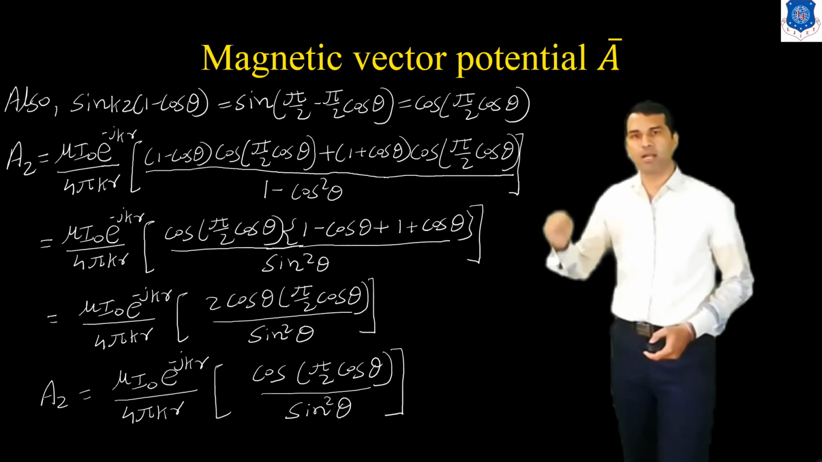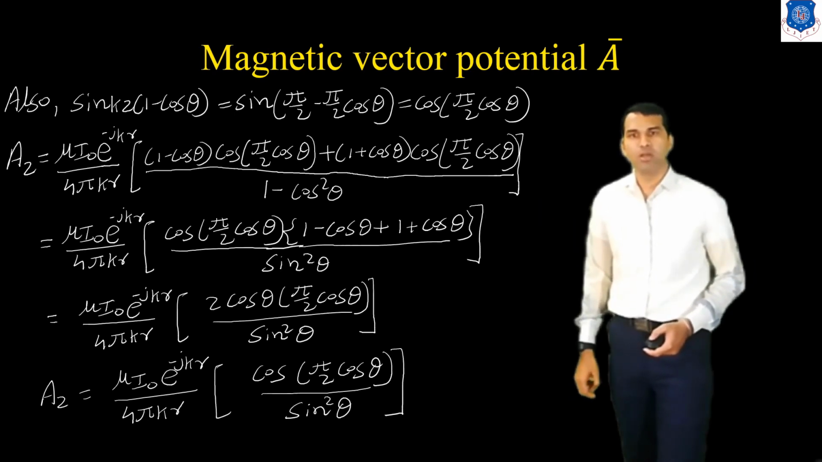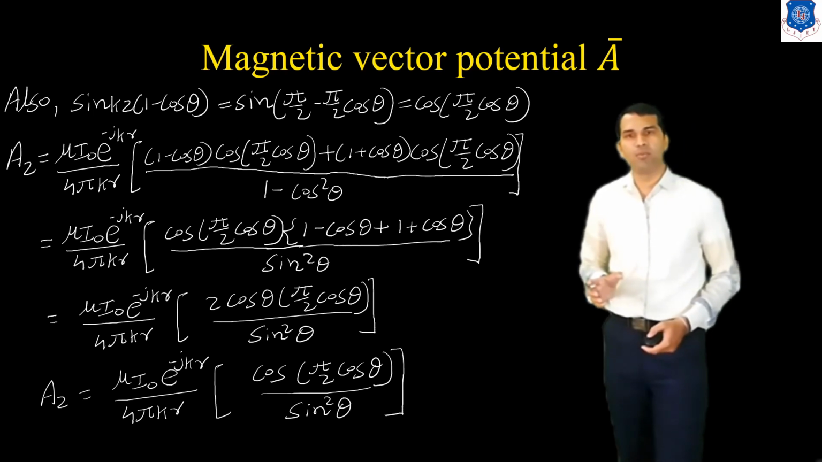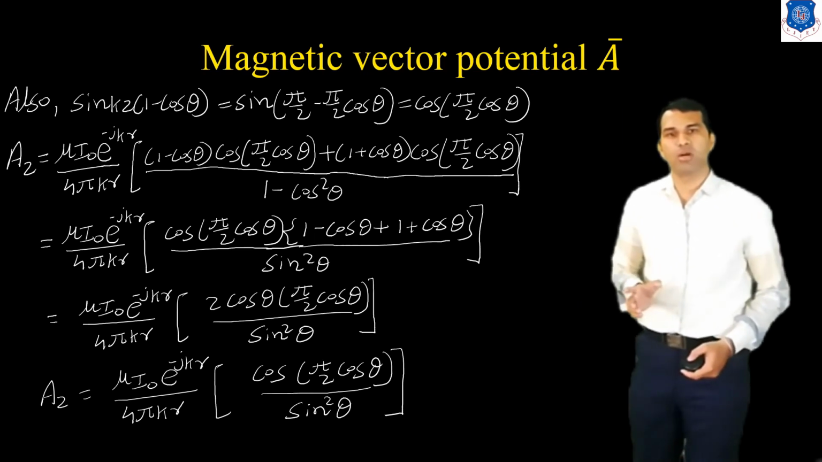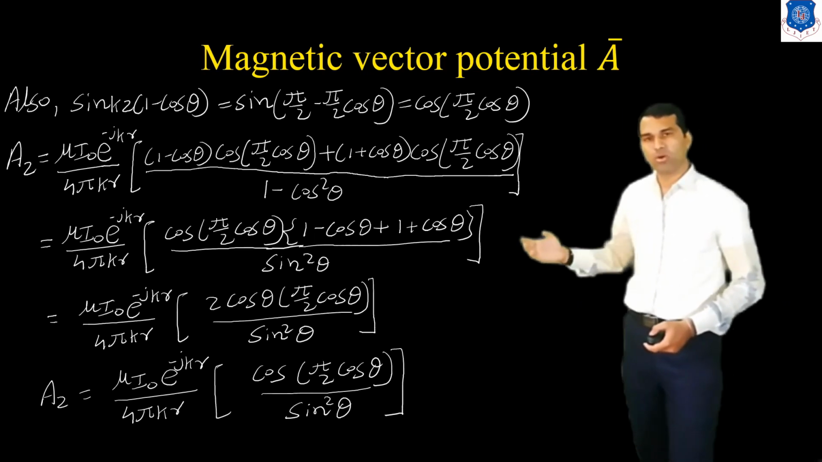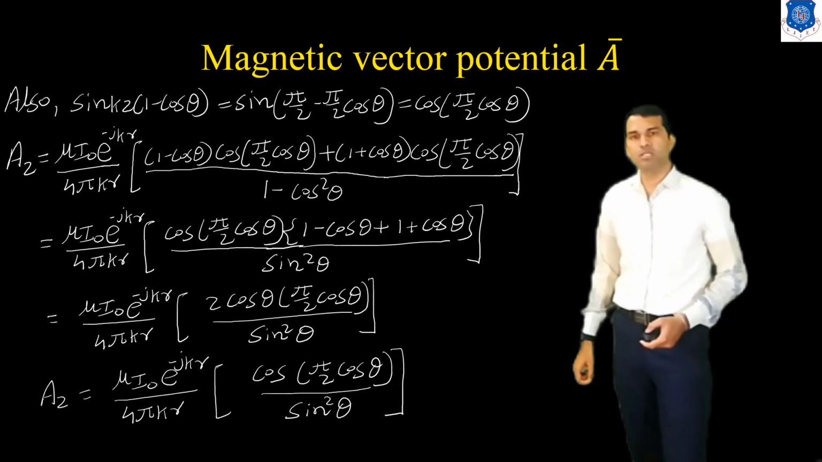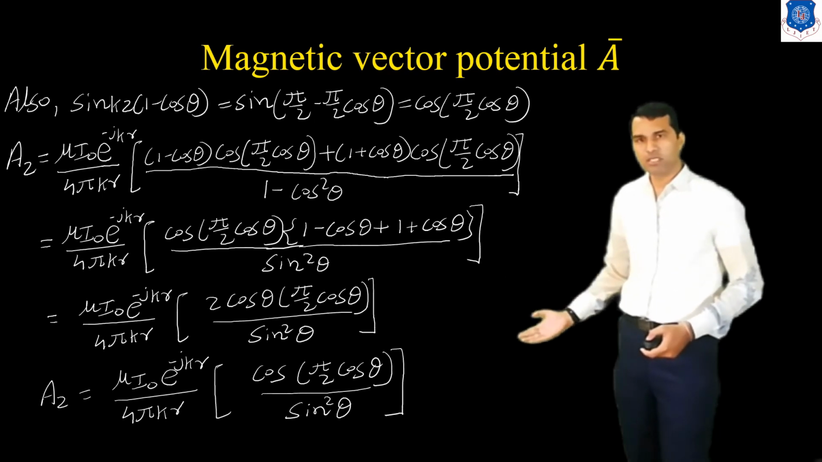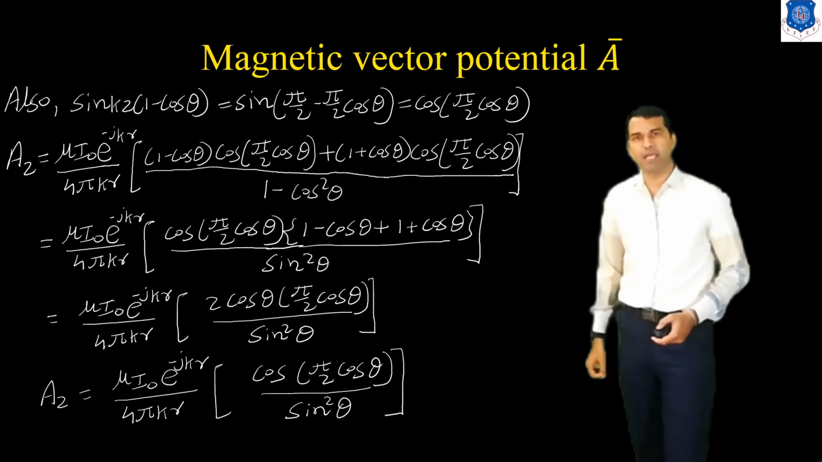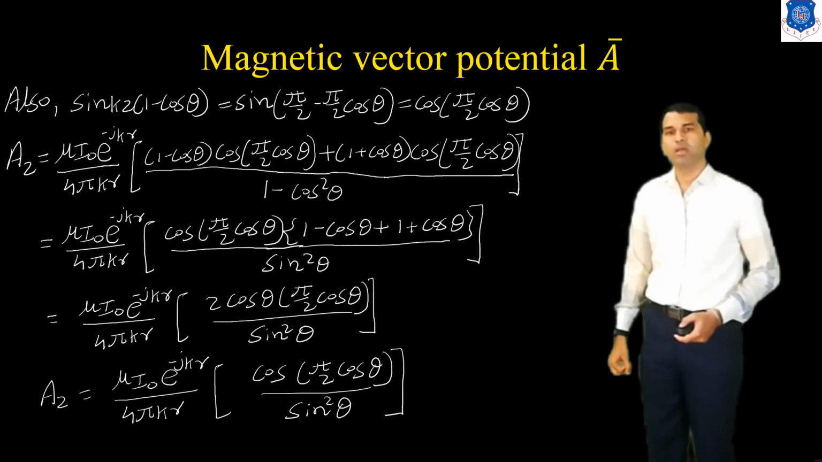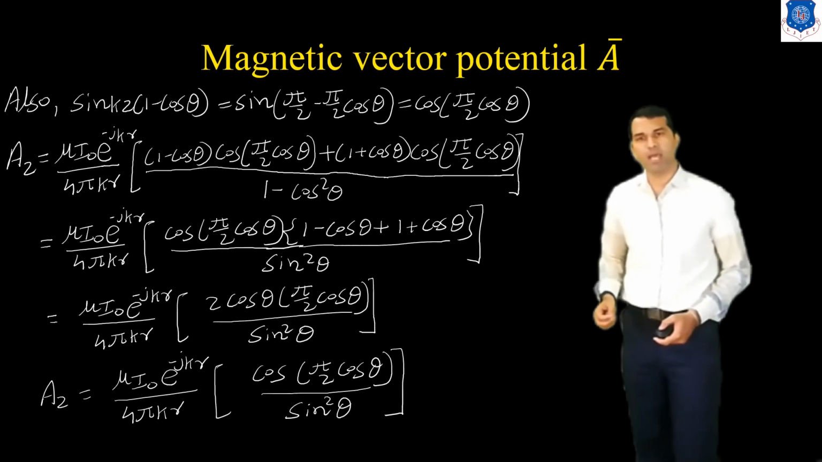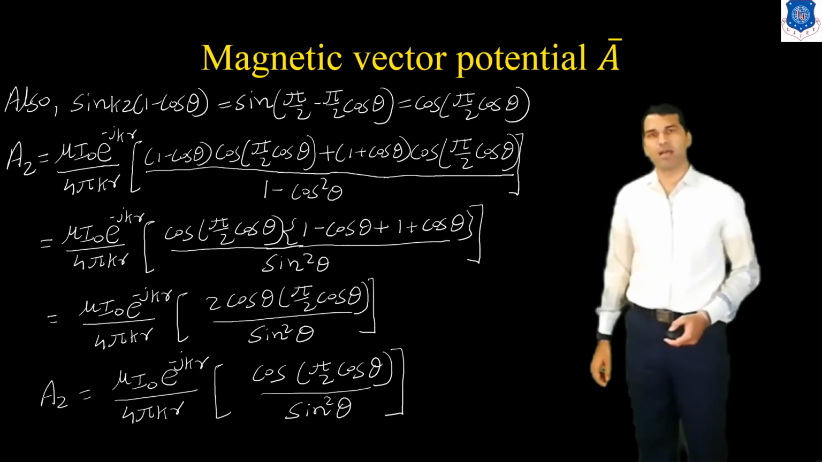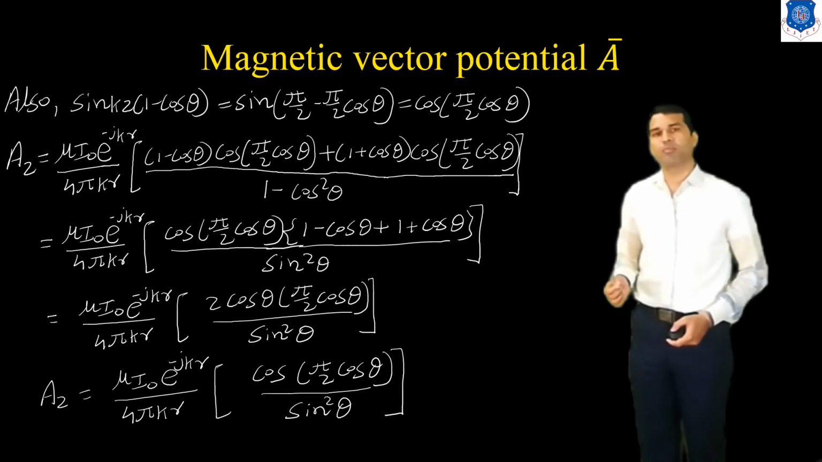And now we solve the upper term, that means in the numerator, we take cos of pi by 2 cos theta common, and we get (1 minus cos theta) plus (1 plus cos theta) in the upper term. So we get 2 cos of pi by 2 cos theta upon sin square theta. So we solve this equation further. Finally we get Az is equal to mu I0 e raised to minus jkr upon 4 pi kr, cos of pi by 2 cos theta upon sin square theta. So this is the magnetic vector potential A.